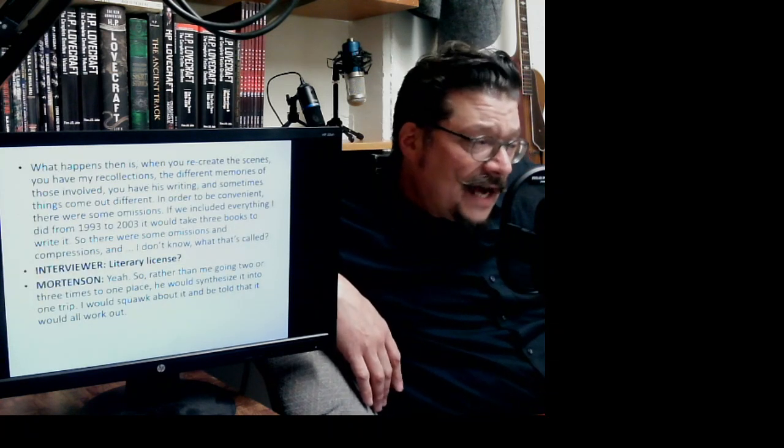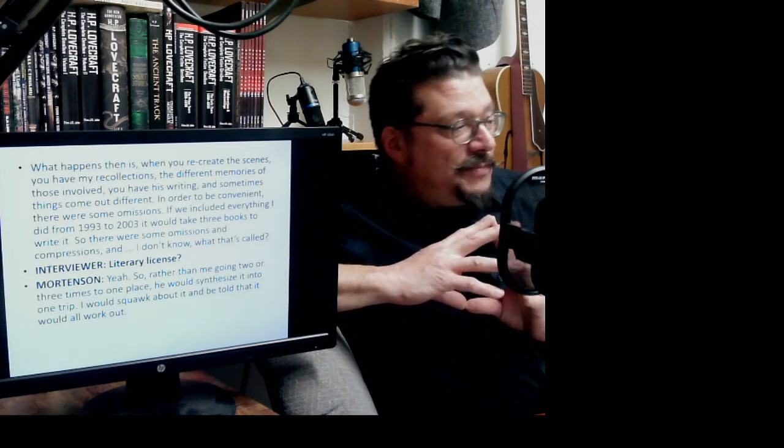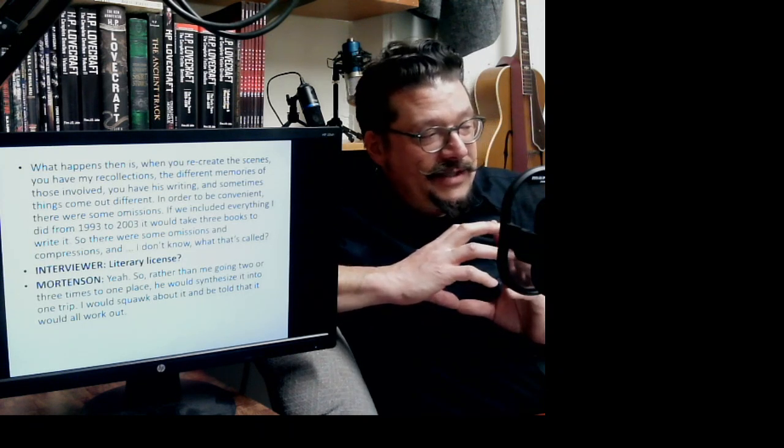What happens is, when you recreate the scenes, you have my recollections, the different memories of those involved, you have his writing, and sometimes things come out different. In order to be convenient, there are some omissions. If we included everything I did from 1993 to 2003, it would take 3 books to write it. So there were some omissions and compressions and, I don't know, what's that called? Interviewer: Literary license? Mortensen: Yeah.